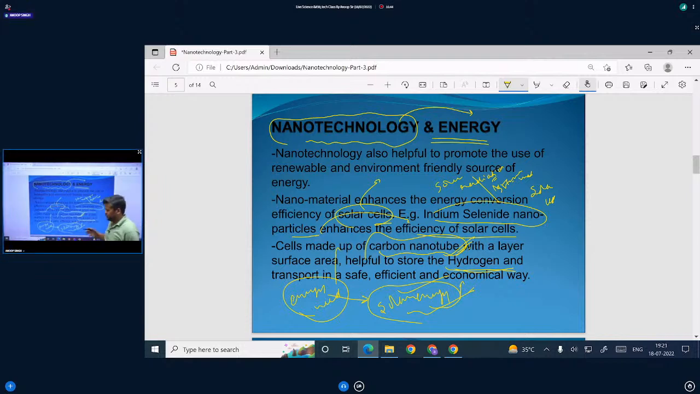Even storage of hydrogen is very risky. It is also not very economical. Normally you cannot store hydrogen like in cylinders. Okay, it requires a large level of safety, and also cost is involved. But the cells which are made up of these carbon nanotubes help to store the hydrogen very effectively, and it is safe also, convenient also, and economical also. Got it?